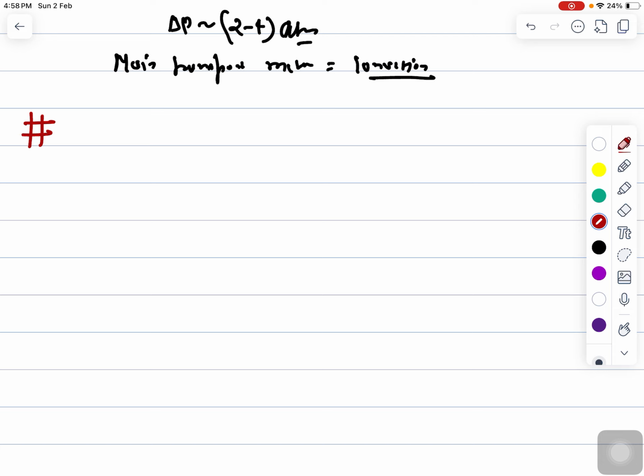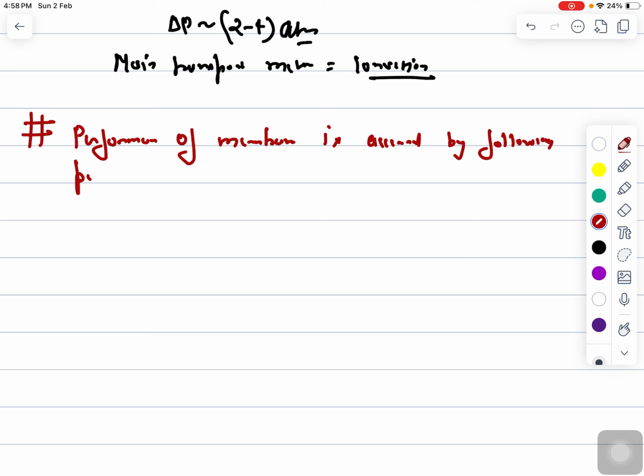So first I'll be talking about how the performance of a membrane is assessed by the following parameters.